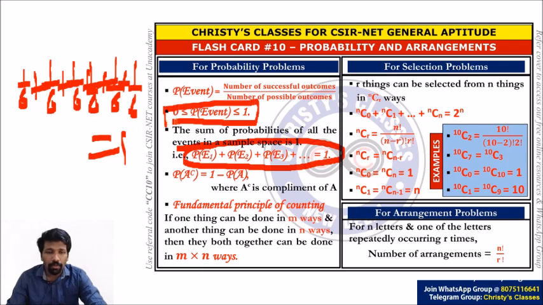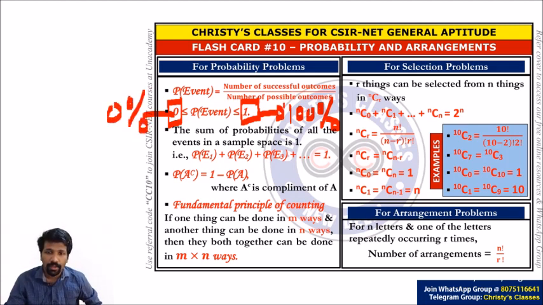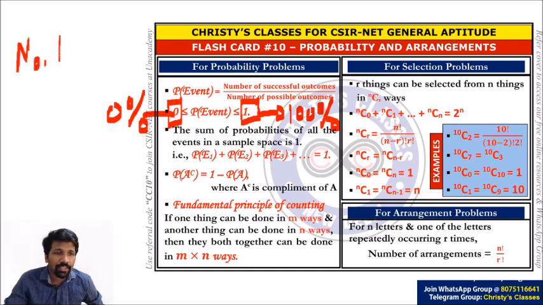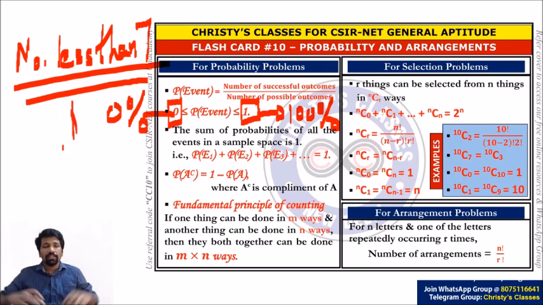Another property you should understand is that probability cannot go above 1 or below 0. That means the maximum possibility is probability 1, the minimum possibility is probability 0. 1 means 100% probability, 0 means 0% probability if you convert it into percentage. Probability 1 happens when the event is a sure event. For example, when you throw a dice, what is the probability of getting a number less than 7? The probability will be 1 for sure because all the numbers on the dice are less than 7. So, that is called a sure event, a 100% sure event.